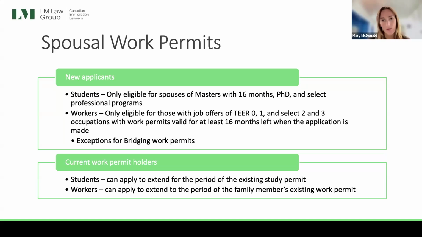And these rules also impact people who already have work permits. So if your spouse is already here on a work permit, what are the rules for their extension? If you are a student, your spouse can apply to extend their work permit for the same duration as your existing study permit. And if you're working, then your spouse can apply to extend their work permit for the period of the family member's existing work permit.